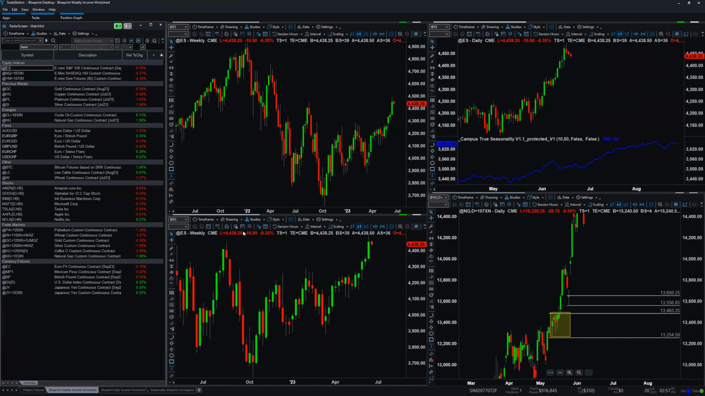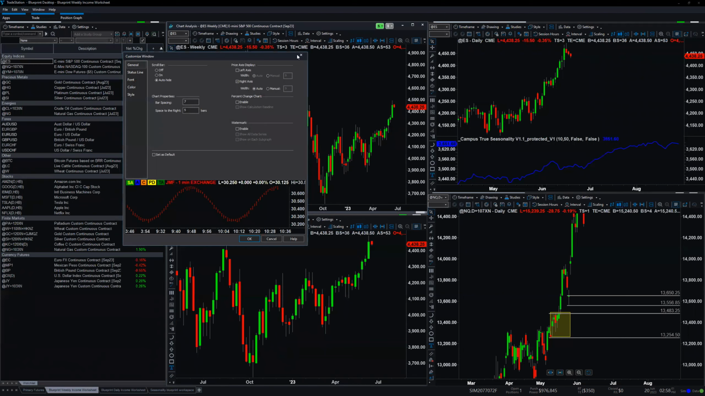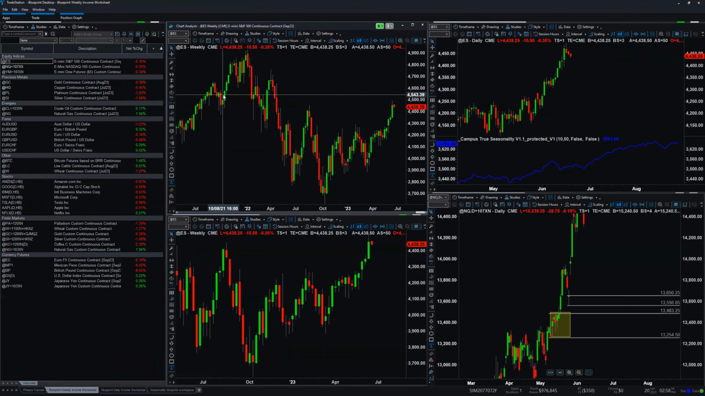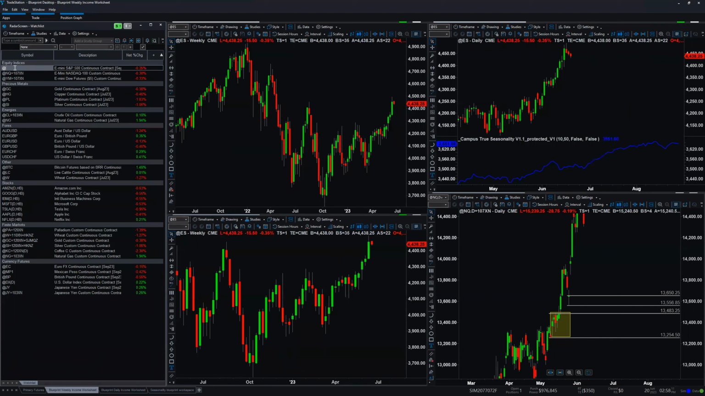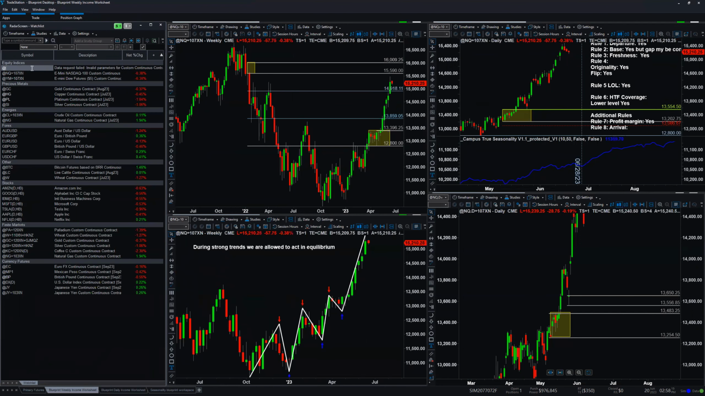Lastly, we can look at the S&P. All right, let's look at the S&P. And here we can now be a little bit quicker. At ES equals 107xn.